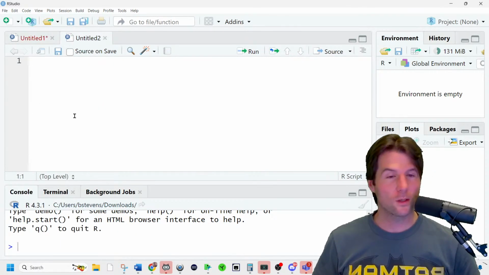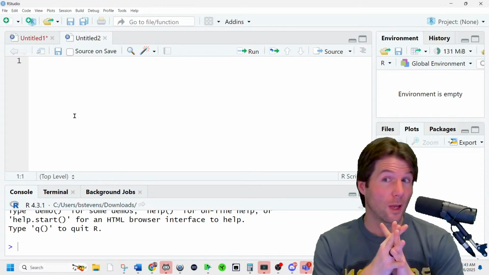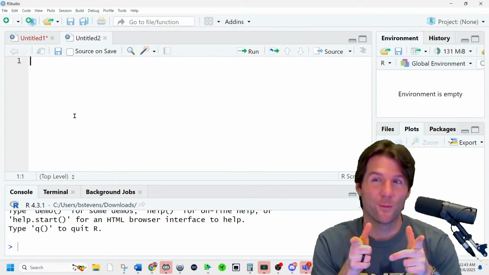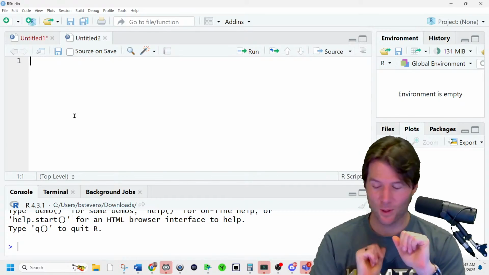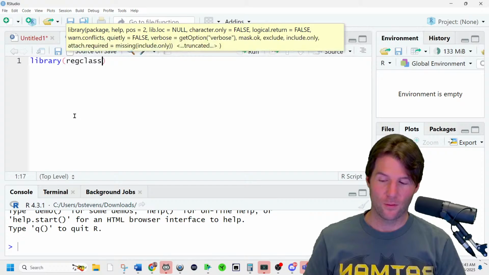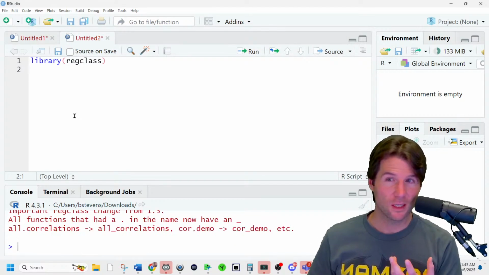With this, what I want you to understand is you don't have to use Kaggle data. I'm going to show you some data sets here that will probably work. So get ready. We're going to load up library reg class. Now, if you're in 320 and reg class doesn't load, what do you need to do?